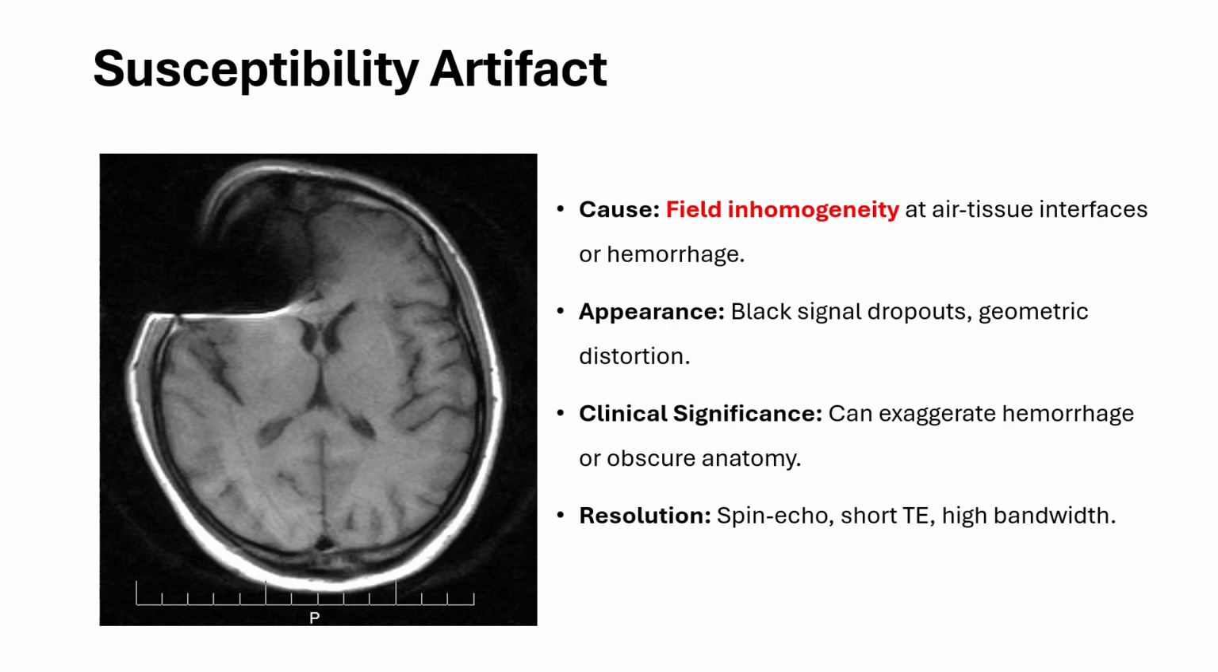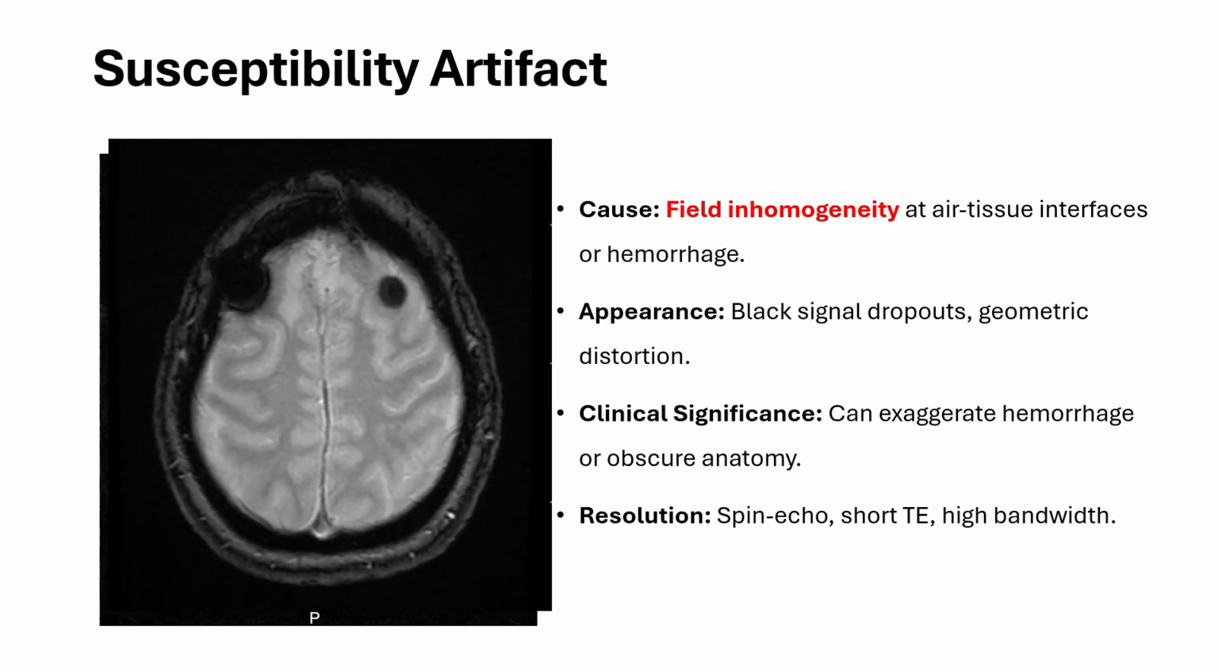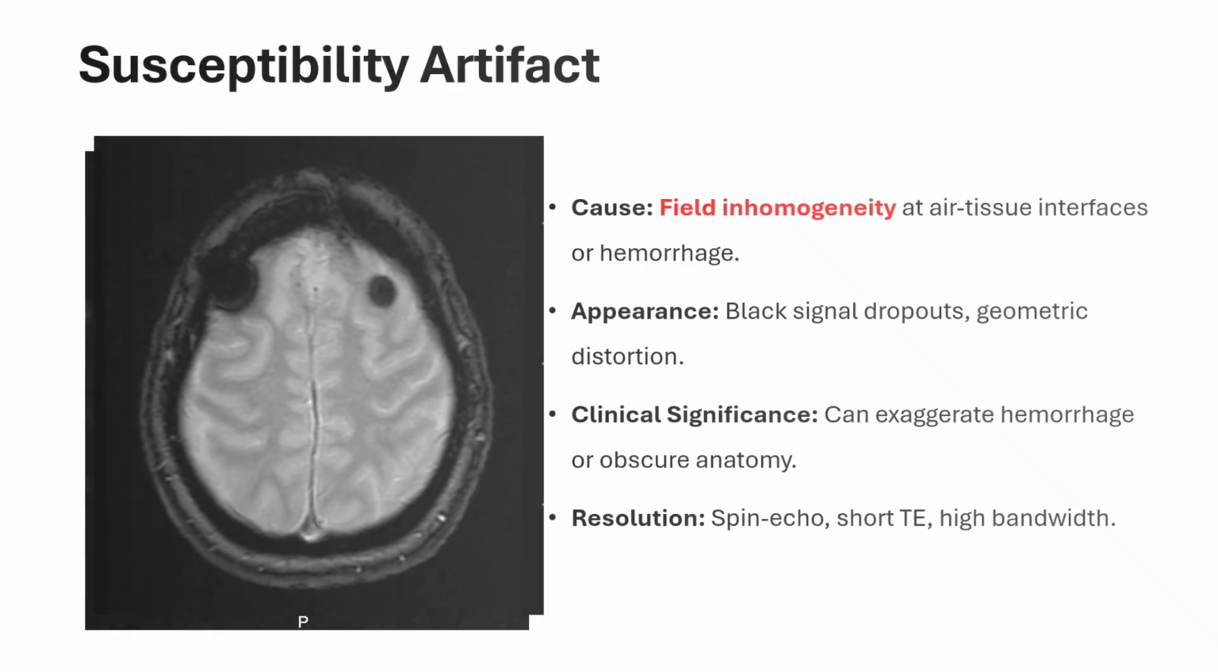Its clinical significance is that it can exaggerate hemorrhage or obscure the anatomy. Its exaggerated hemorrhage appearance is useful in the diagnosis of intracranial hemorrhage, so it is very important in clinical radiology. Its resolution is by spin echo, short TE or high bandwidth MRI sequences, and an example is that susceptibility is exaggerated in GRE sequences.